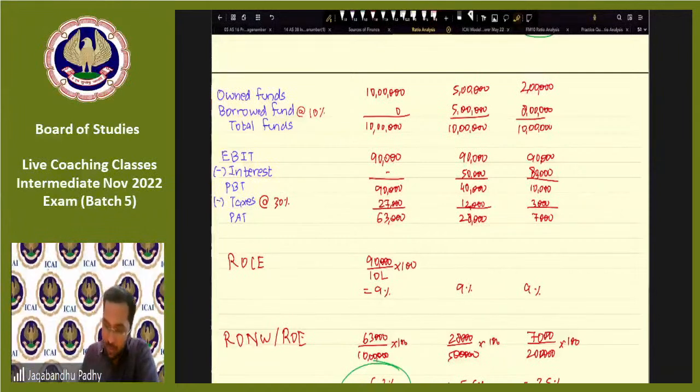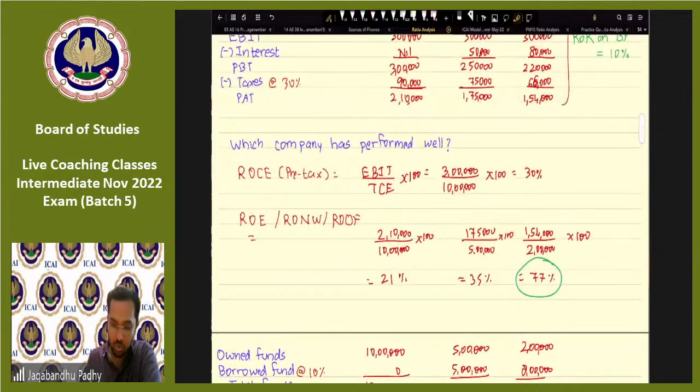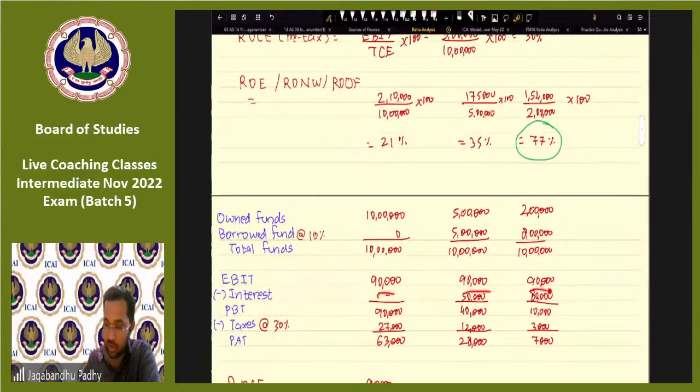So if you have a sufficient level of EBIT, which means your business is so robust that it is able to generate return of more than 10%, then it is going to add value to you. Okay. So which company has performed well will depend on what your EBIT level is.